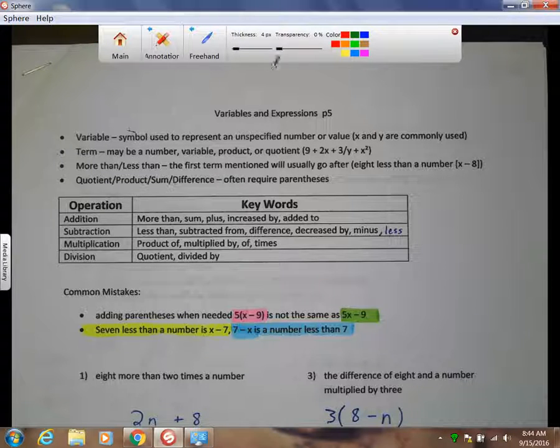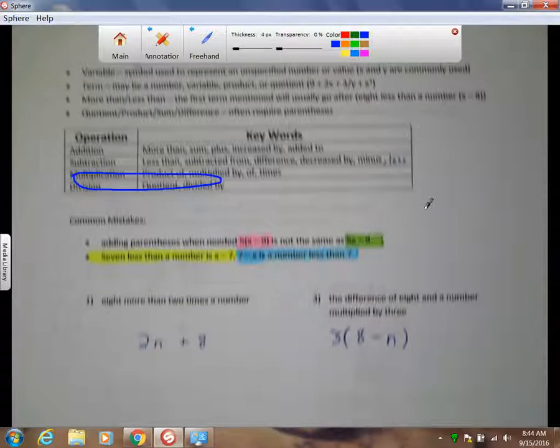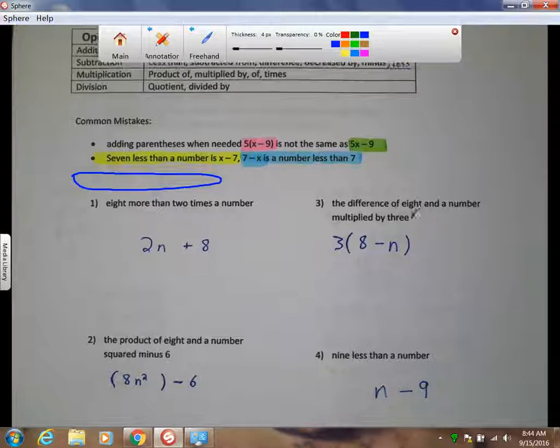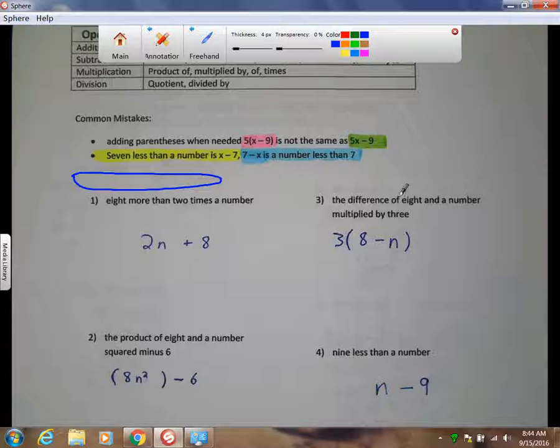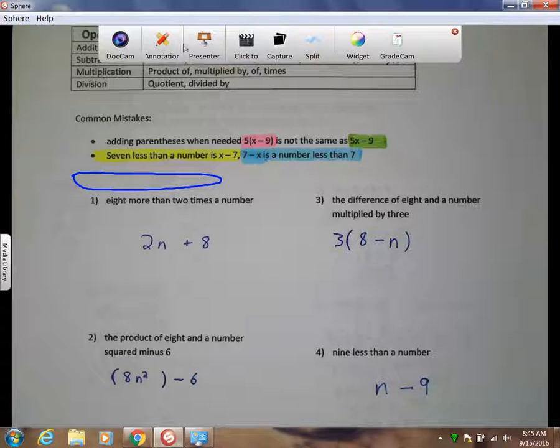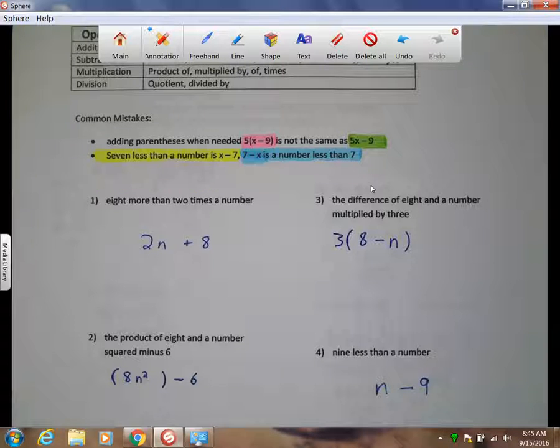So, some of the things you want to make sure you see are when you need to use parentheses. So when you see words like this, that often requires parentheses. Make sure you have that. A good example is down here. I said the difference of. Okay, I can't say 3 times 8 minus n. If I do that, that will be wrong. 3 times 8 minus n will be wrong. So make sure you don't do that.